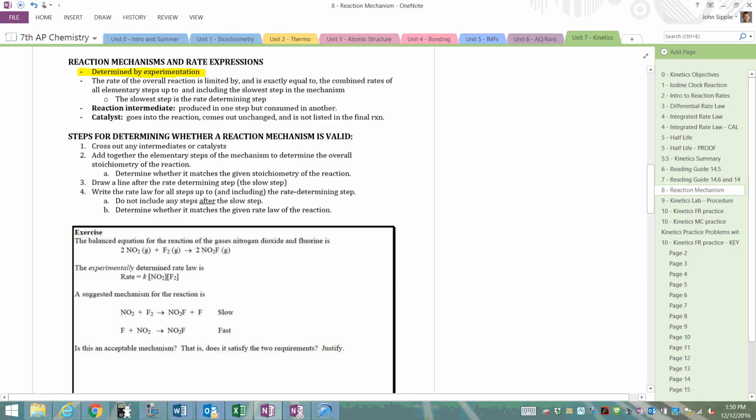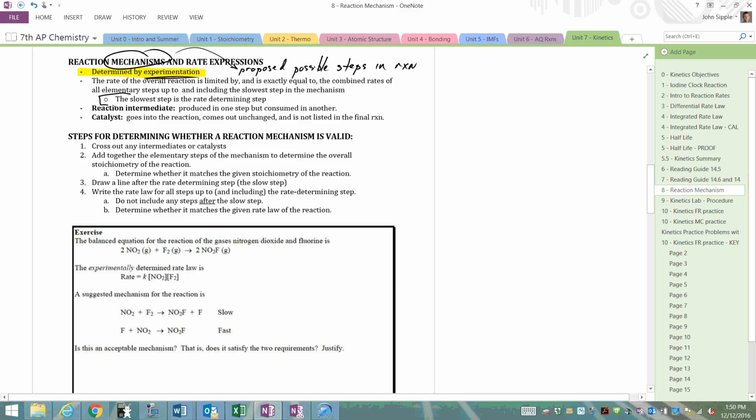The mechanism is just a proposed set of possible steps in the reaction. Those are the steps that the reaction takes to get to the finish line. But ultimately, the rate law needs to be determined experimentally.